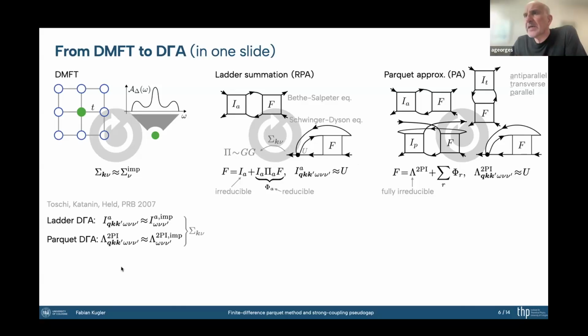So, Fabian, when you say on the upper right that Lambda is of order U and I is of order U, this is just to quote an order of magnitude, right? In reality, what you're going to do is use the full frequency-dependent object.